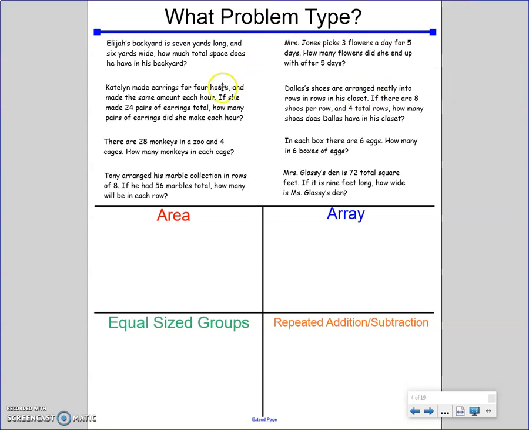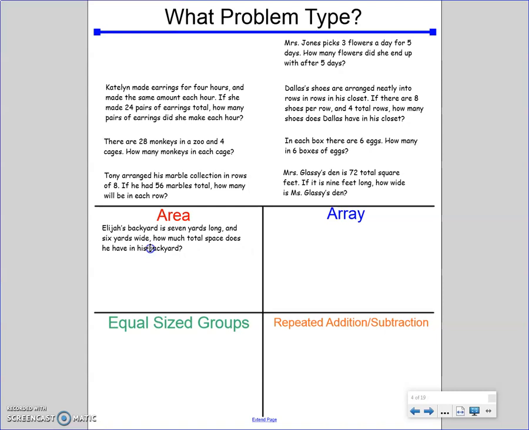Let's look at the first problem together. Elijah's backyard is 7 yards long and 6 yards wide. How much total space does he have in his backyard? I notice right away that this problem has a length, 7 yards long, and a width, 6 yards wide. And we're trying to find the total space of his backyard. Well, clearly his backyard's a rectangle if it's got a length and a width. And if I'm looking for how much space there is, I know that's really asking me what the area is. So I can tell right away this is an area story problem.